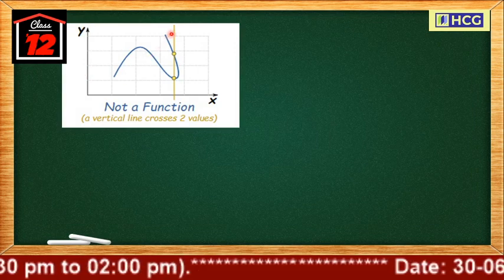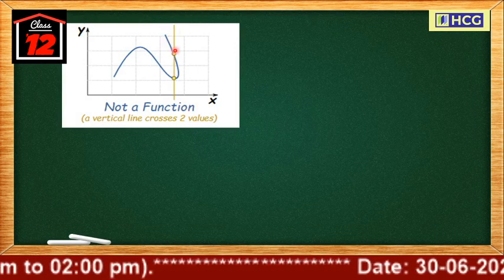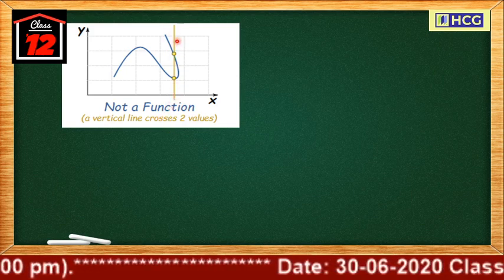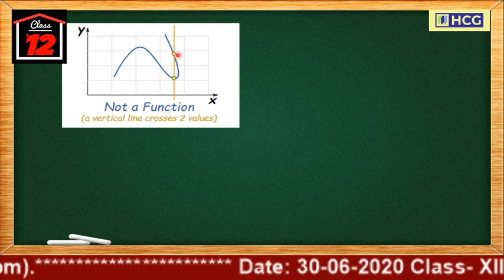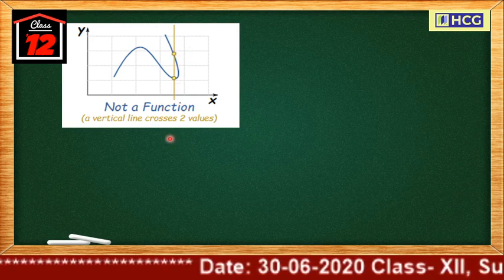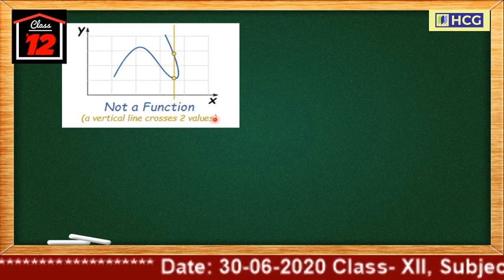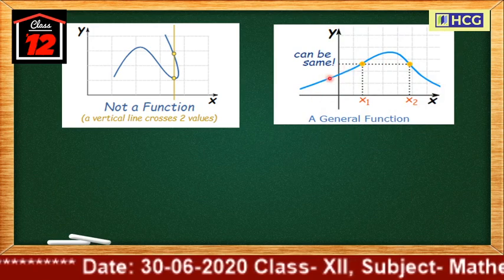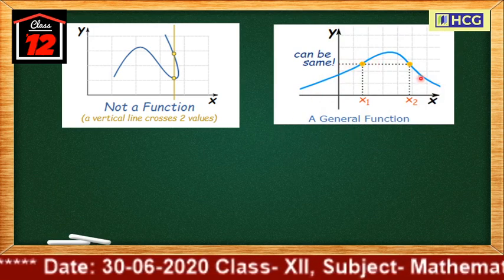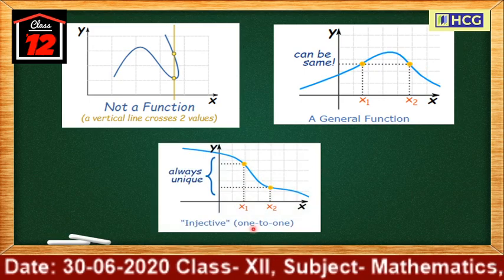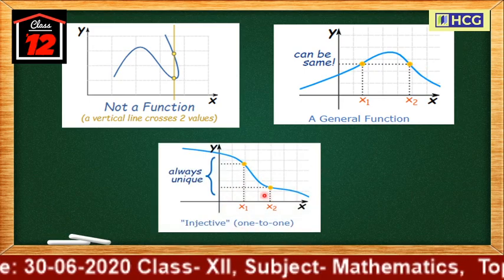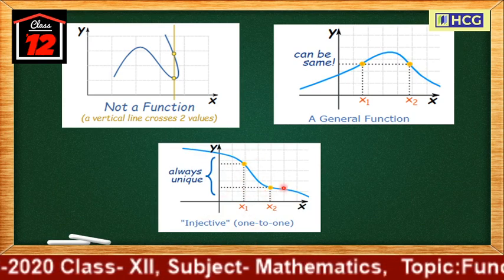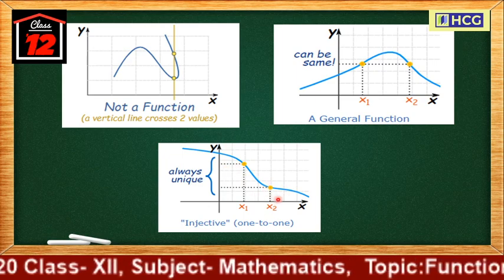If a vertical line crosses the graph twice, then the graph is not a function. Now this is a general function, and this is an injective function. No horizontal line cuts the graph twice, so therefore this is an example of an injective function.